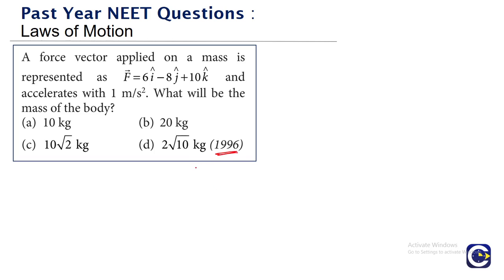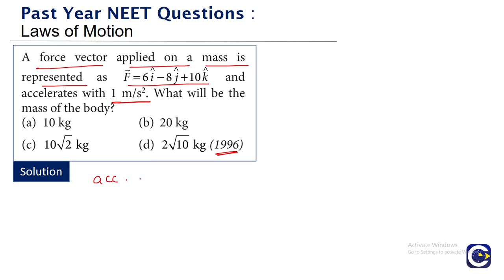Next, we have another question based on Newton's second law application. A force vector applied on a mass is represented by, what is the force vector? They are giving the force in the vector notation, 6i minus 8j plus 10k, and it is accelerating with 1 meter per second square. They are giving us the acceleration magnitude. Force they have given us in the vector form, but acceleration they are giving us only the magnitude part. What is the magnitude of the acceleration? 1 meter per second square.